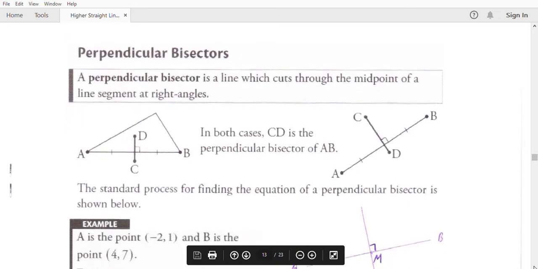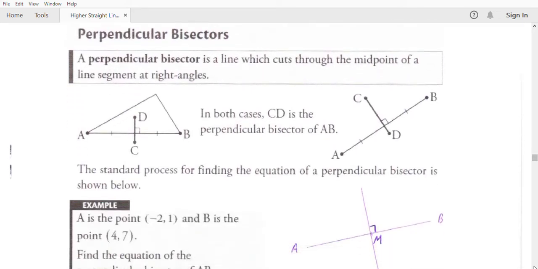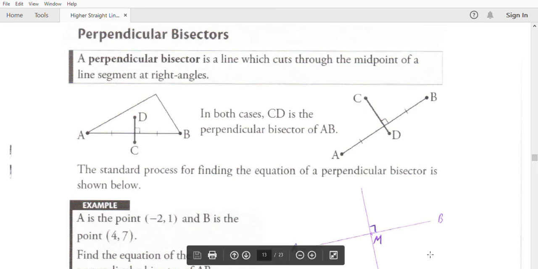So perpendicular bisector. So what do these two words mean? Well, perpendicular means at right angles to it. Bisect means cut in half. Okay, so a perpendicular bisector cuts a line in half at right angles to that line.